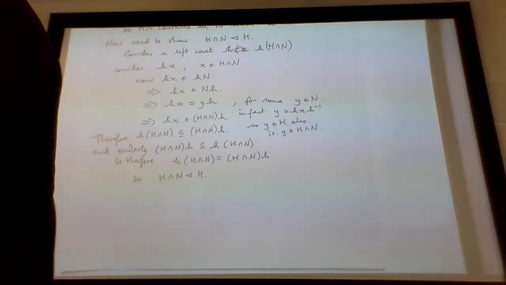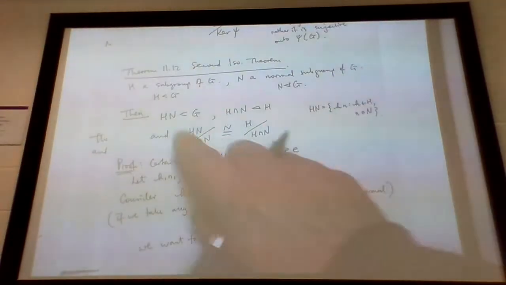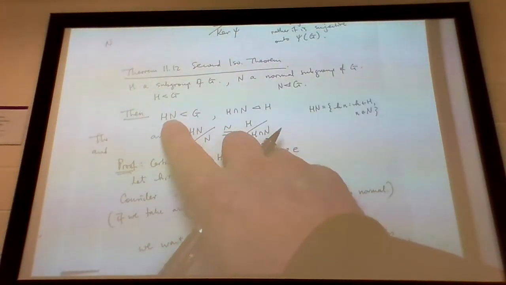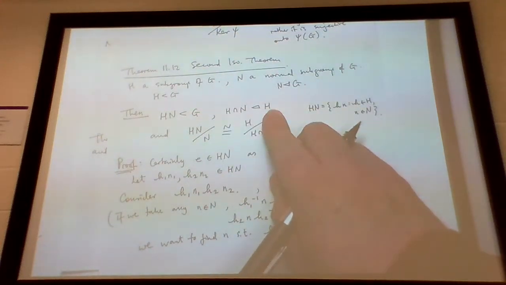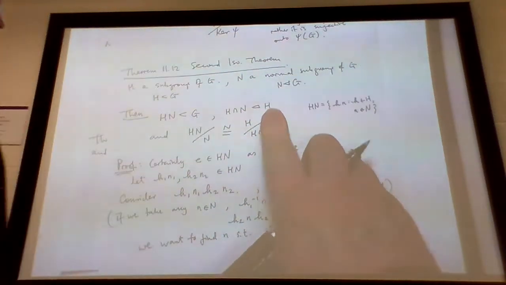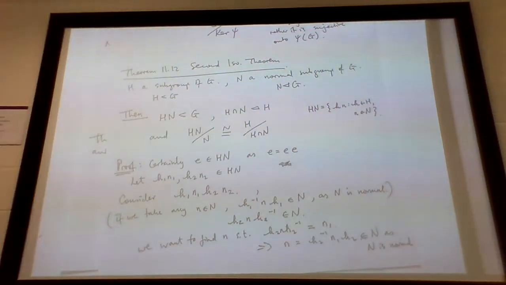So we're ticking off the bits of the theorem. We've proved the product of the two things is a subgroup. The intersection of the two things is normal in the general subgroup H. Now we come to the isomorphism bit of the second isomorphism theorem.